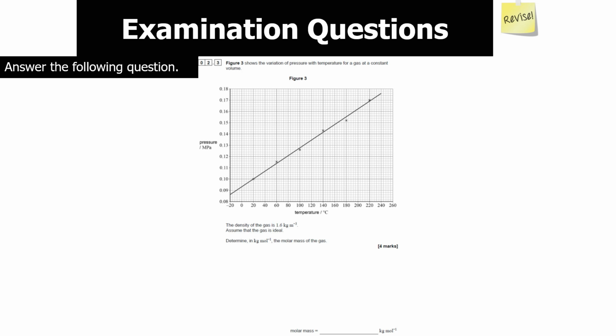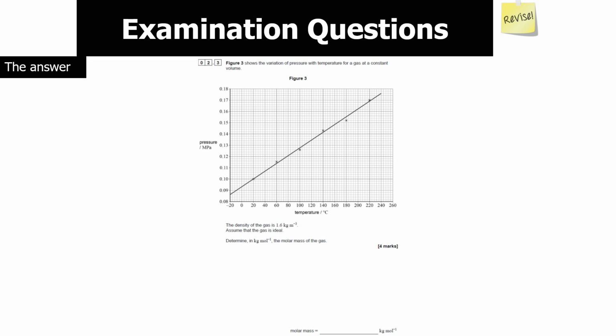The next question says, Figure 3 shows the variation of pressure with temperature for a gas at a constant volume. The density of the gas is 1.6 kilograms per meter cubed, and assume that the gas is ideal. Determine in kilograms per mole the molar mass of the gas. So pause the video now, then unpause the video when you want to go through your answer.